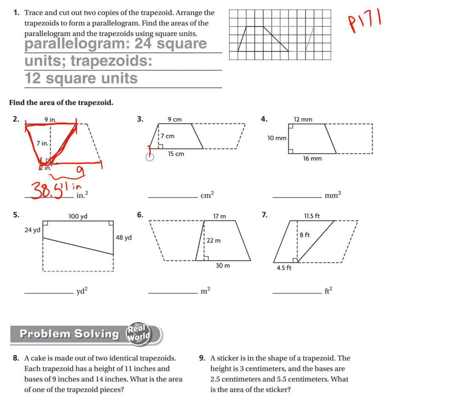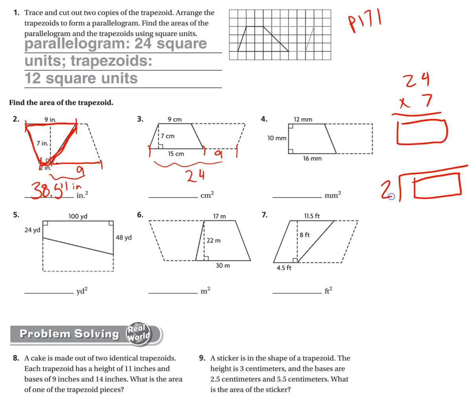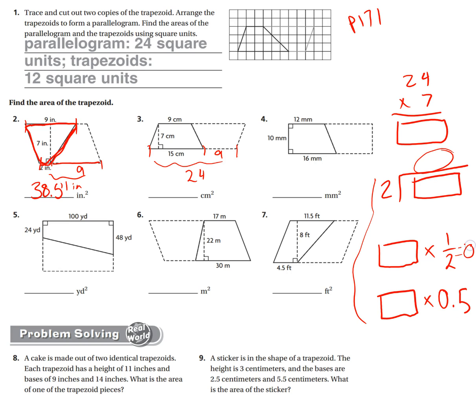So again, you're doing those same steps for each problem. So here, the base would be 15 plus 9, which is 24. So you do 24 times 7, you get that answer, and then you're going to take this answer and divide it by 2, or you're going to take the answer and multiply it by 1/2, or you're going to take the answer and multiply it by 0.5. All 3 of these ways will get you the final answer that you're looking for.